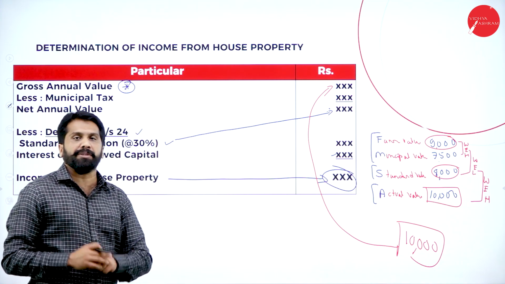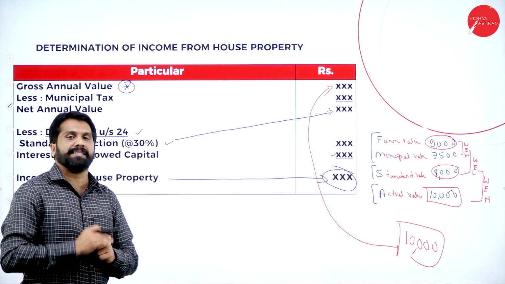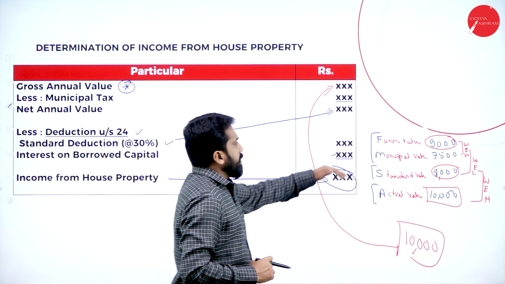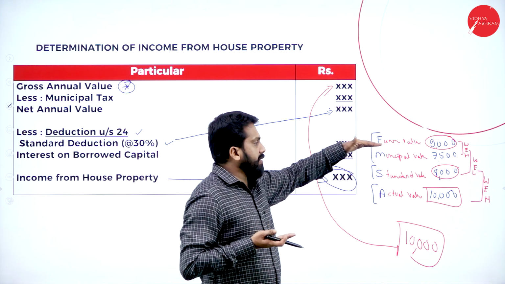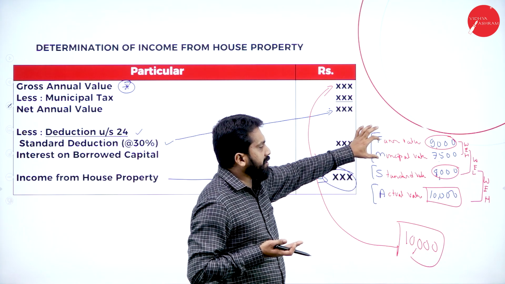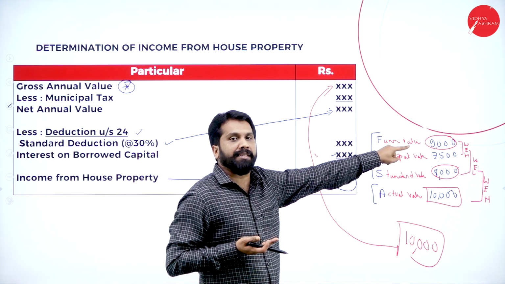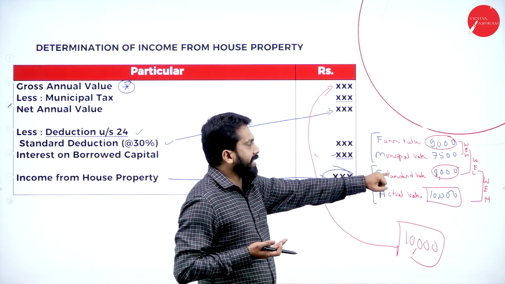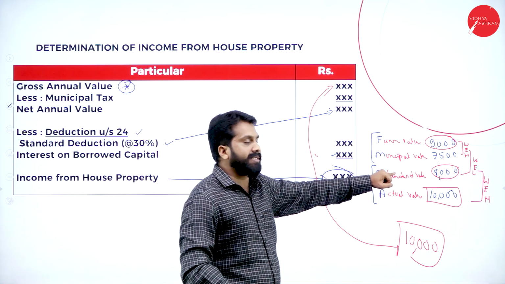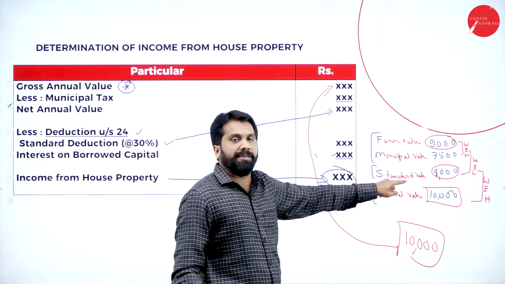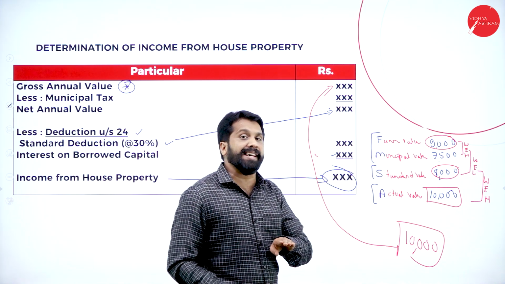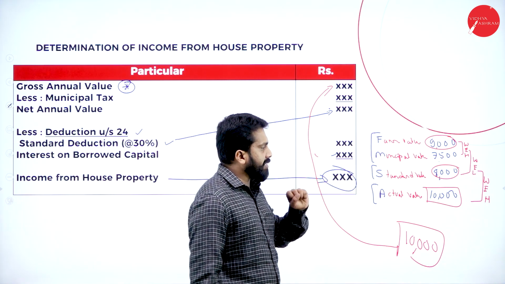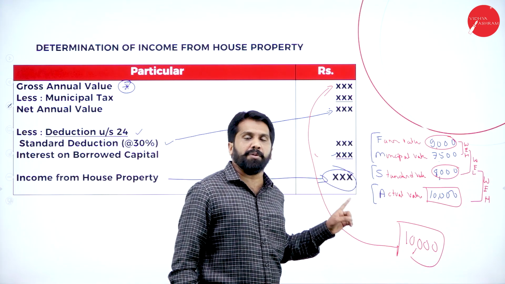Hope you understood. Easy or very easy? Very easy. Fair market or municipal, whichever is high. Your answer, which one did you get? 9,000. Compare 9,000 with standard rent, whichever is less. So you got 8,000 as your answer. Now 8,000 or 10,000, whichever is again high. Your 10,000 is the answer. Hope you are clear. Hope you understood.